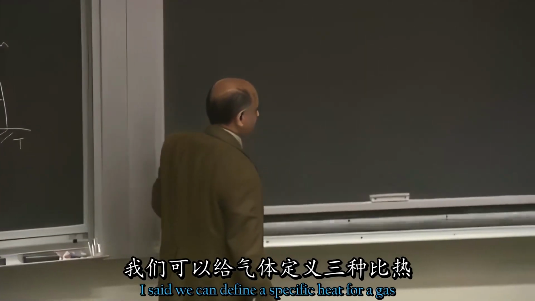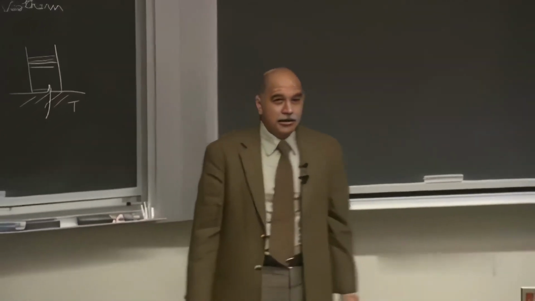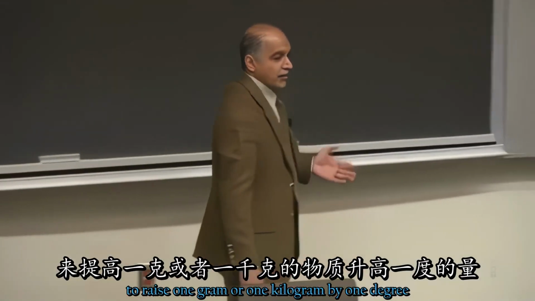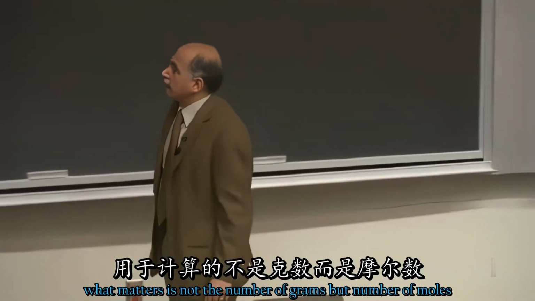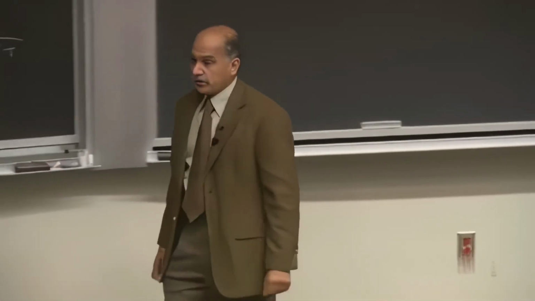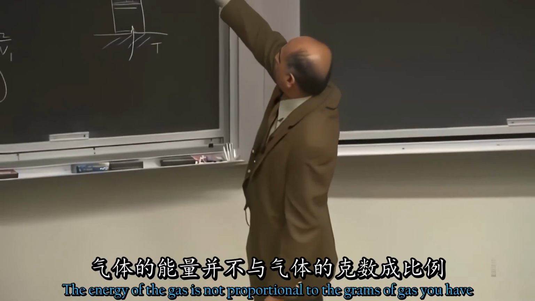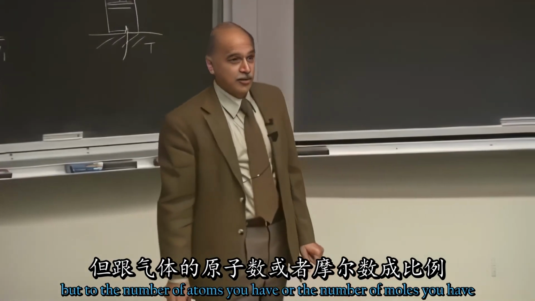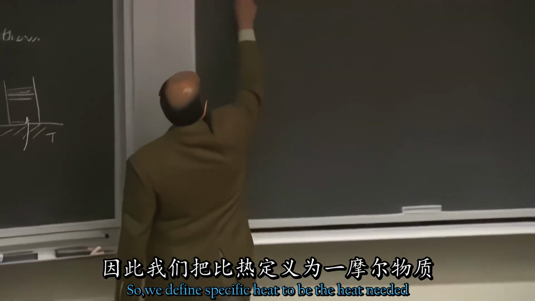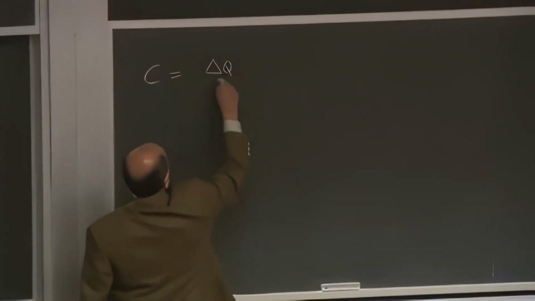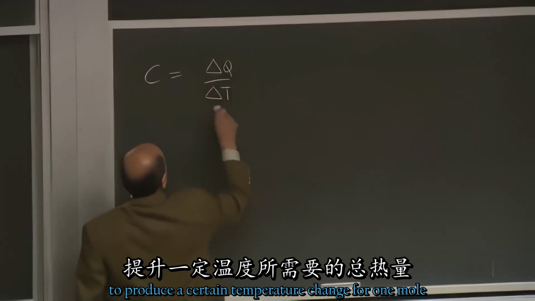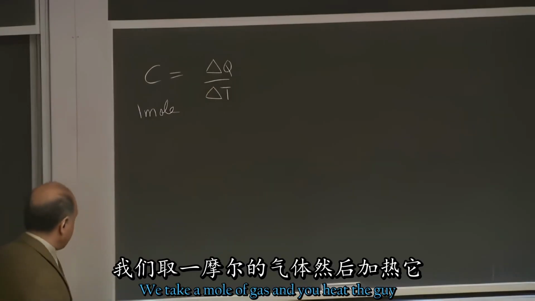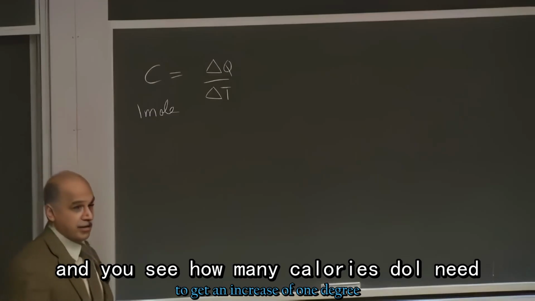I said we can define a specific heat for a gas. Now, normally specific heat is the number of calories to raise 1 gram or 1 kilogram by 1 degree. But for a gas, what matters is not the number of grams, but the number of moles. You have already seen it here. The energy of the gas is not proportional to the grams of gas you have, but to the number of atoms you have, or the number of moles you have. So we define specific heat to be the heat needed to produce a certain temperature change for 1 mole. You take a mole of gas and you heat it and you see how many calories you need to get an increase of 1 degree.